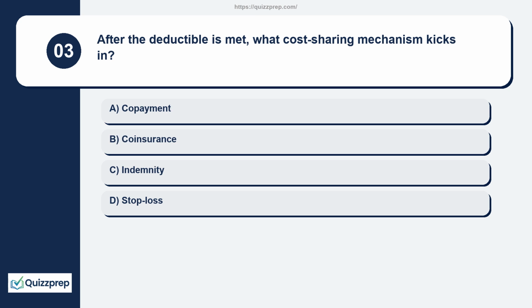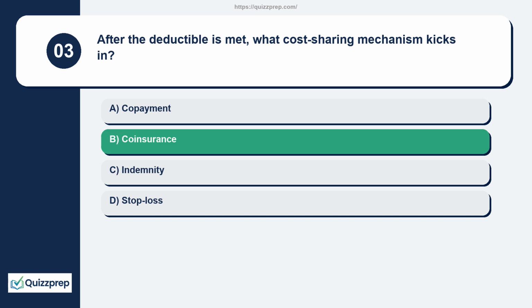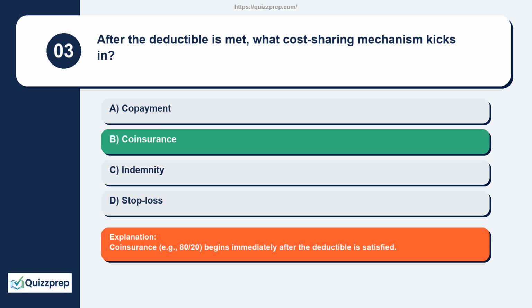Question 3. After the deductible is met, what cost-sharing mechanism kicks in? Co-payment, co-insurance, indemnity, stop loss. Co-insurance, example 80/20ths, begins immediately after the deductible is satisfied.